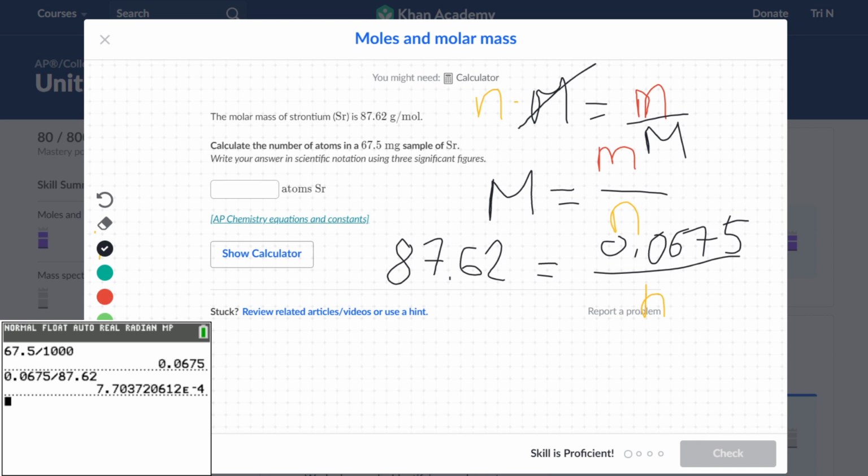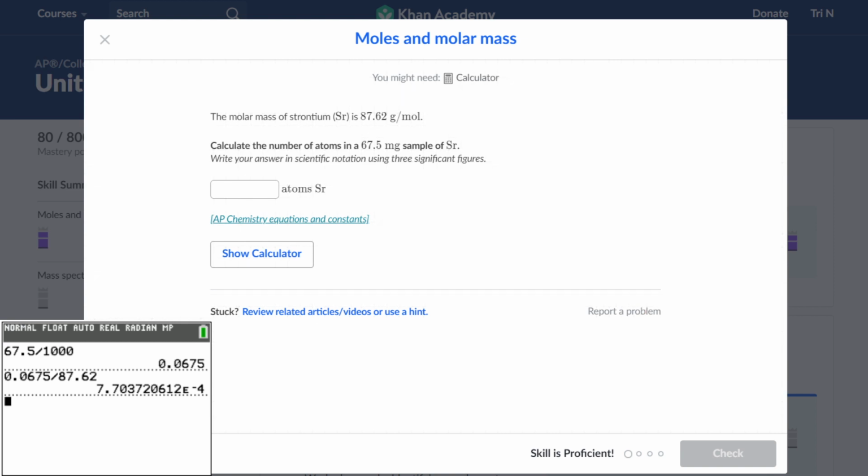That would be the amount of moles that we have, 7.7037200612 times 10 to the power of negative 4. Awesome. And now we're going to find how many atoms are in this amount of moles.